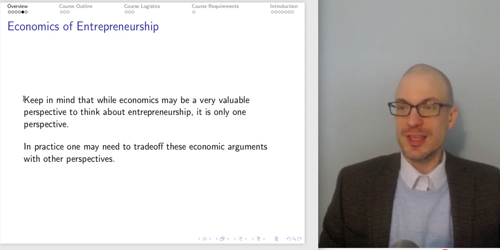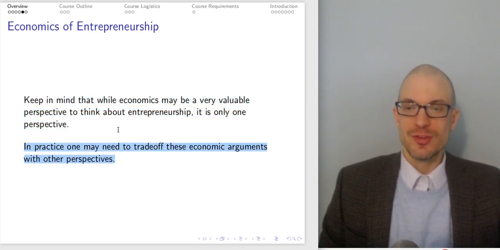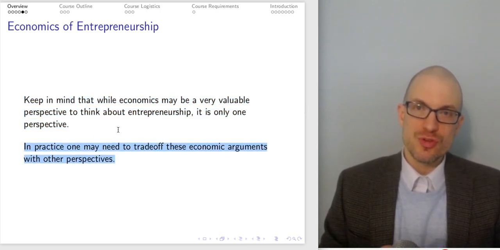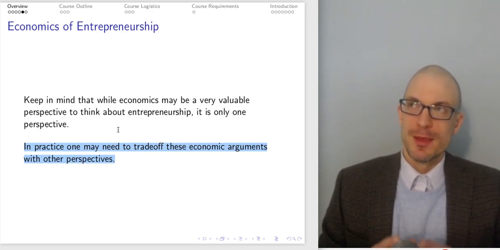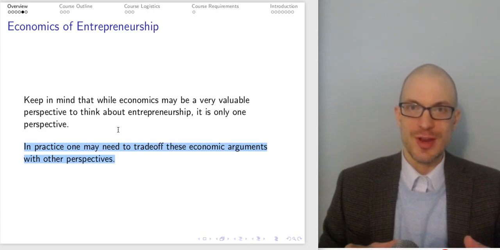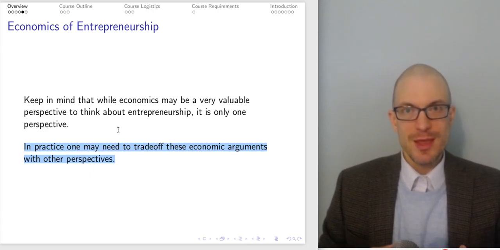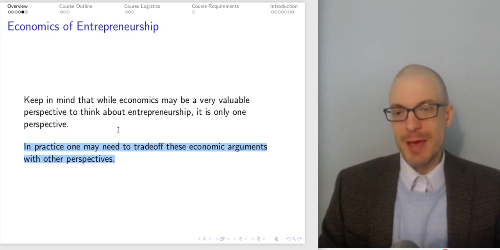And so I say keep in mind, while economics may be a very valuable perspective to think about entrepreneurship, it's just one. In practice, you have to think about the economic arguments traded off against other perspectives. Now, in a lot of cases where you'd get results from economics that either don't directly translate to the real world or that seem to be misleading, very often there's an error with the assumptions you've made. You're probably applying a model that's actually not up to the task.